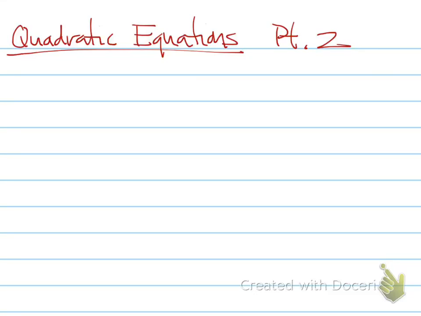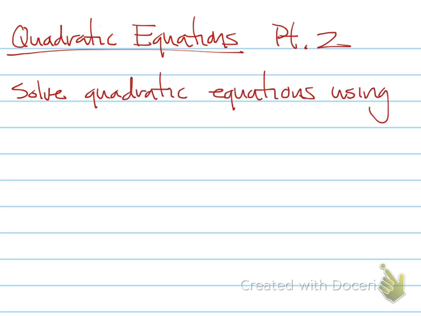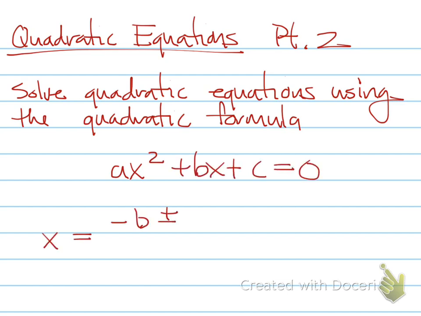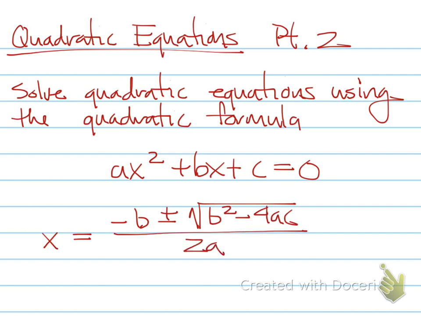All right, in this lesson, we're going to be exploring the last method to solve a quadratic equation, which is using the quadratic formula. The quadratic formula uses the coefficients for all three terms. A is the coefficient for the quadratic term, B is the coefficient for the linear term, C is the constant term. So the quadratic formula is negative b plus or minus the square root of b squared minus 4ac, all of that over 2a.